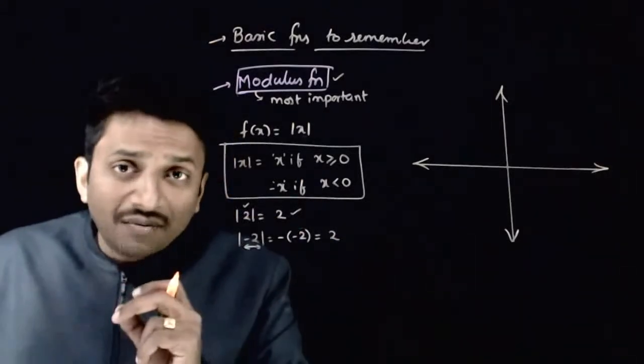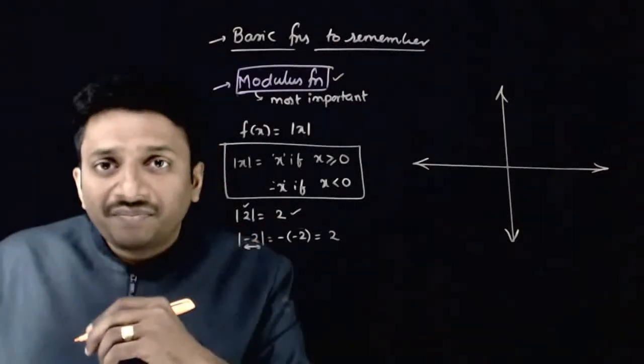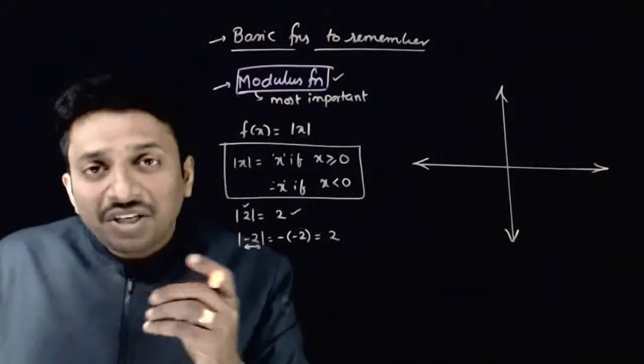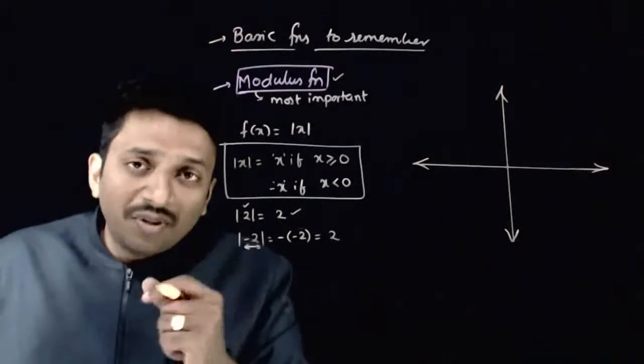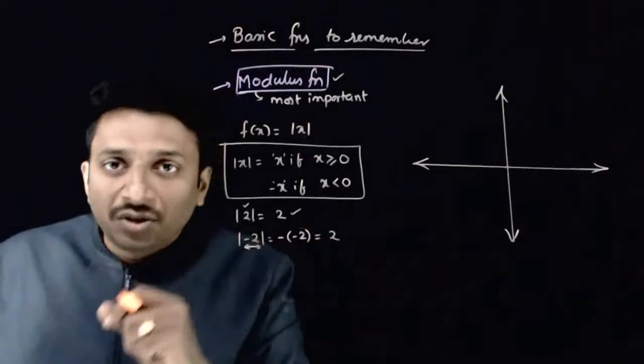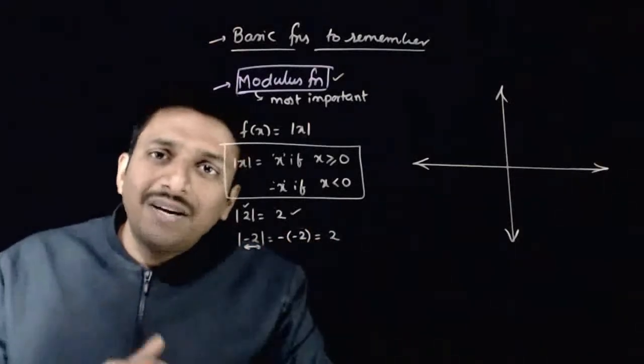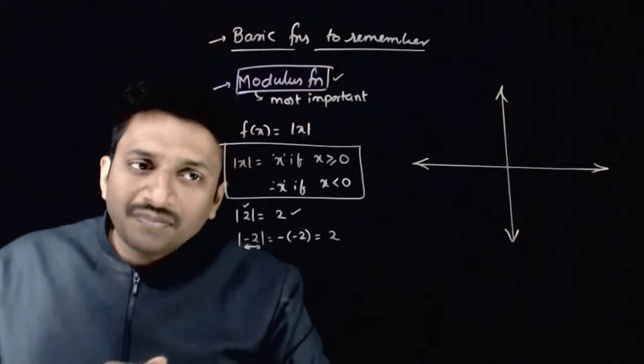And how does it convert a negative number into a positive number? It does not take away the minus sign. So if I ask the machine to take away the minus sign, that's not what mod does. So mod adds another minus to the minus already there. So minus into minus becomes plus by mathematical properties.